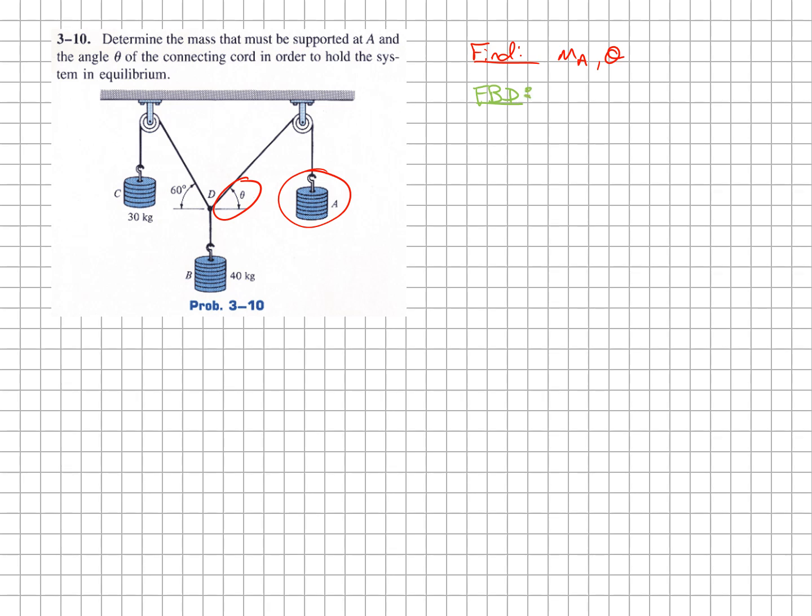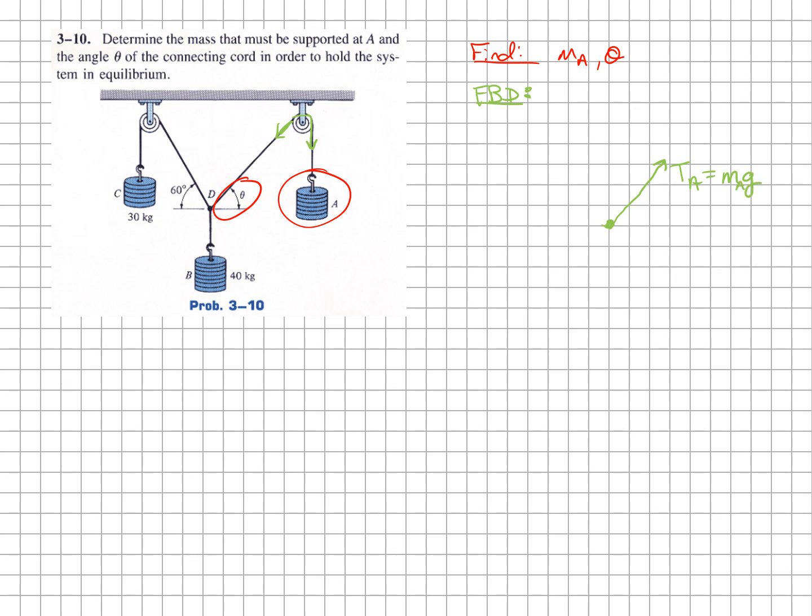We are really just concerned about what's happening at D, and we can just use that as our free body diagram. So we have this tension, and we're going to call it TA, because whatever is happening here is the same as what's happening here, because it's a pulley. So those have to be the same. So that is the same as mg, or mAg.